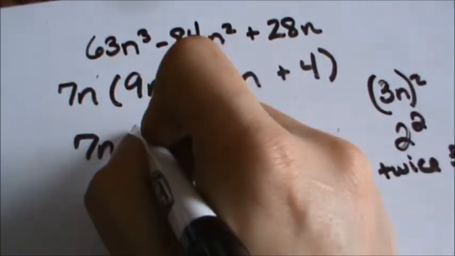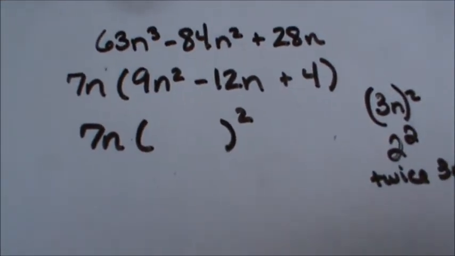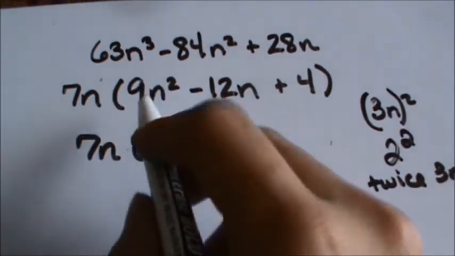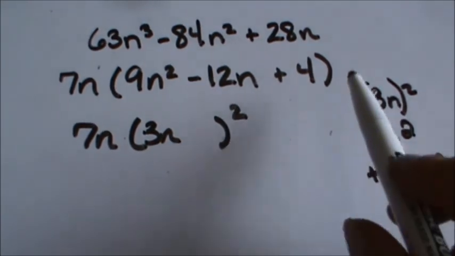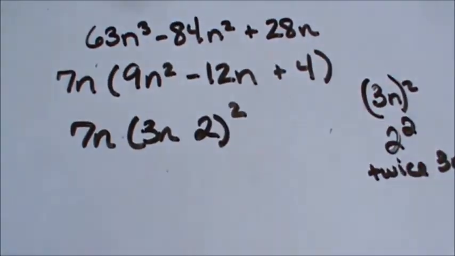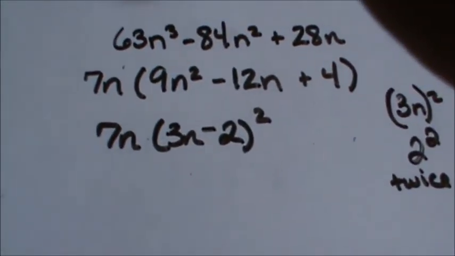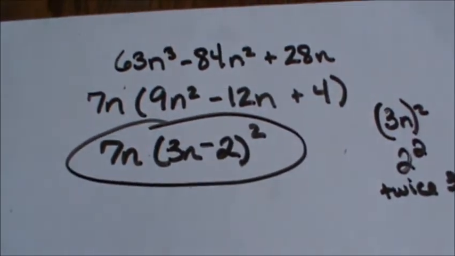So I'm going to be able to, in my next step then, rewrite it like this. The question is, what goes inside here? I know the first term needs to give me my 9n squared, so that's going to be 3n. My next term needs to give me a 4, so it's going to be a 2. Because this is negative, there's a negative sign in between there. So the whole thing factored is right there.